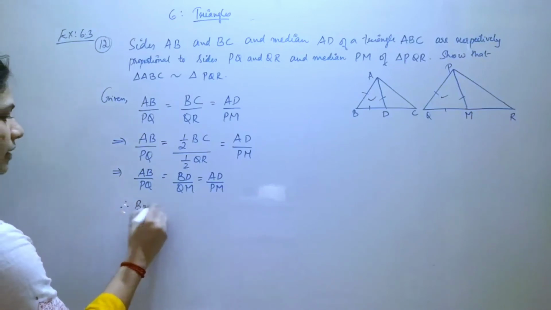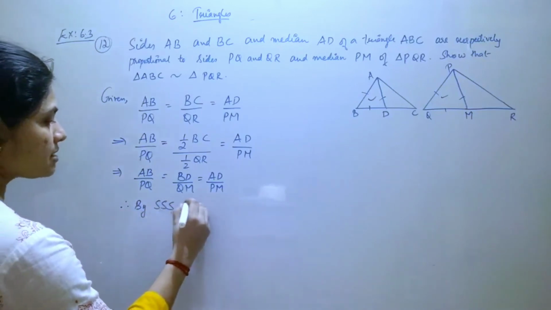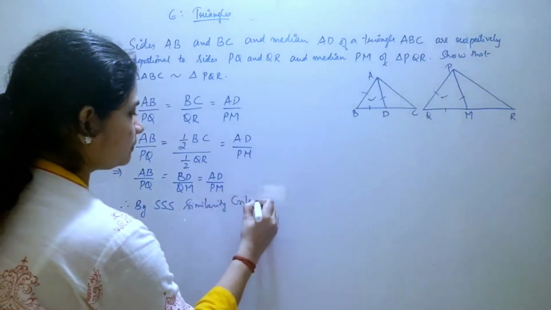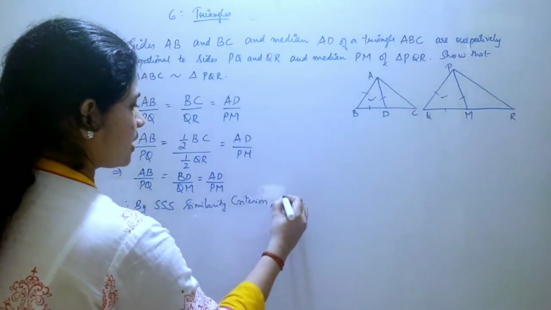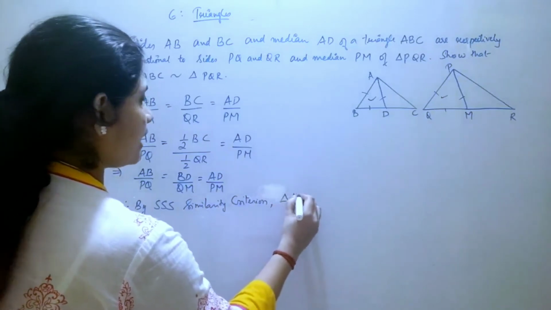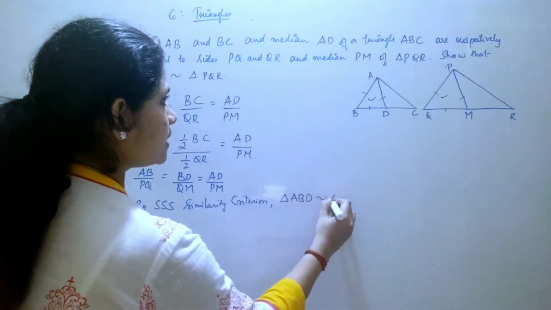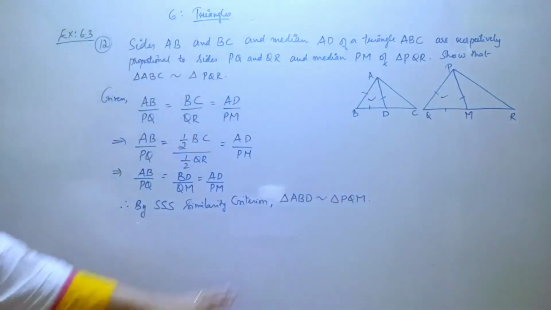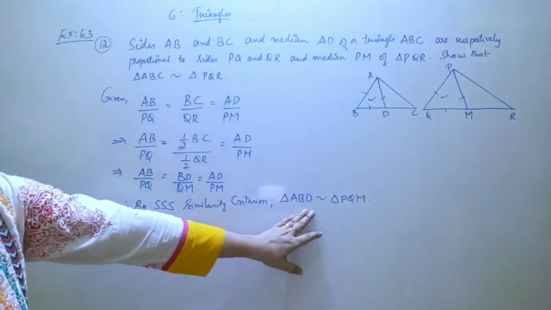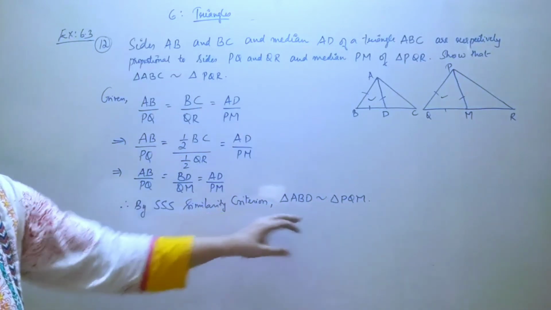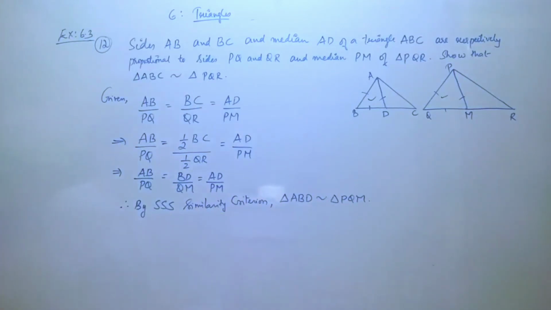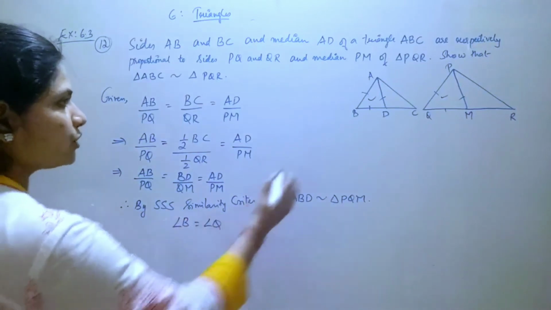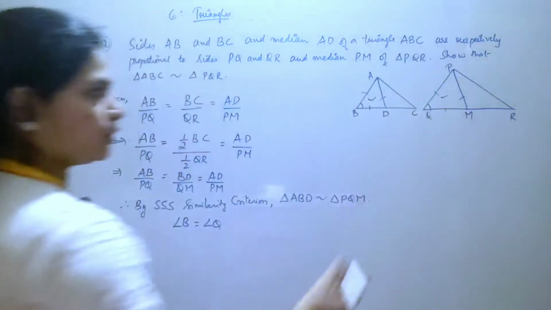Therefore by SSS similarity criterion, triangle ABD is similar to triangle PQM. Okay, now since we know that the two triangles are similar, means their corresponding angles will be equal. So here we are getting that angle B is equal to angle Q, angle B equal to angle Q.